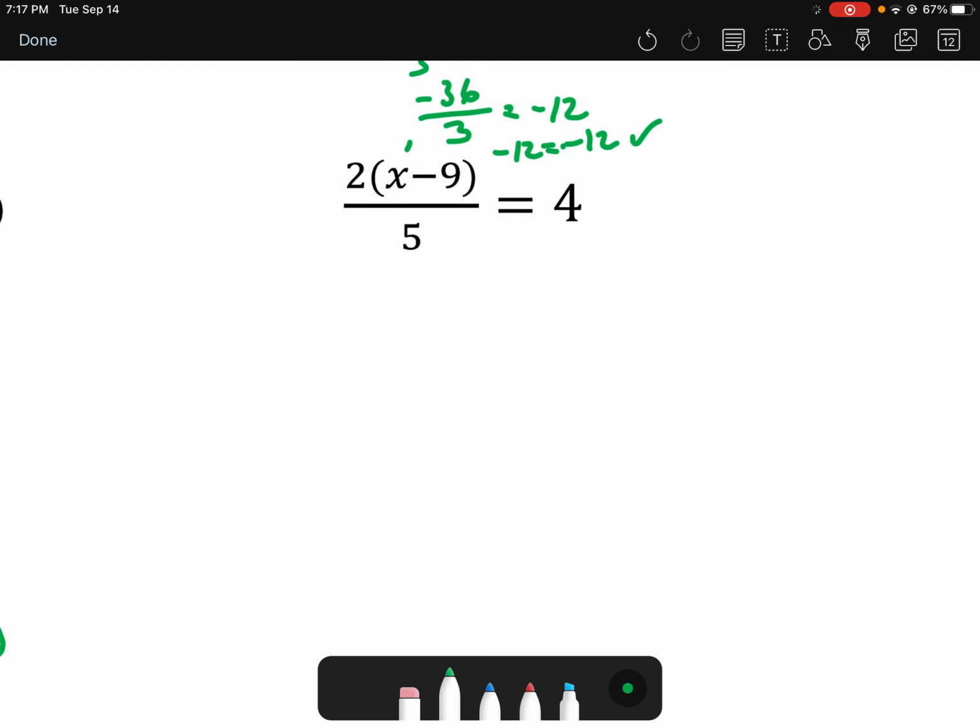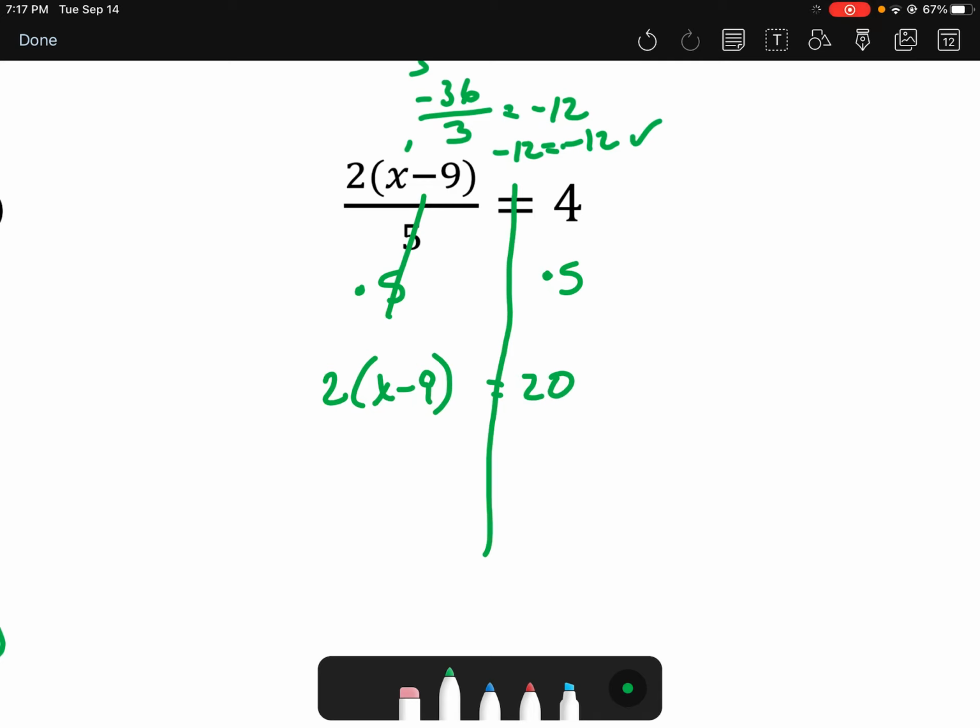I have 2 times the quantity x minus 9 all over 5 is equal to 4. Just like that one above it, I want to get rid of the fraction first. So I'm going to get rid of that 5 by multiplying both sides by 5. I'll just cancel these 2 out. I'm left with 2 times the quantity of x minus 9 equal to 20. I could go ahead and distribute that 2. I'd be left with 2x minus 18 is equal to 20. And I can solve it that way.